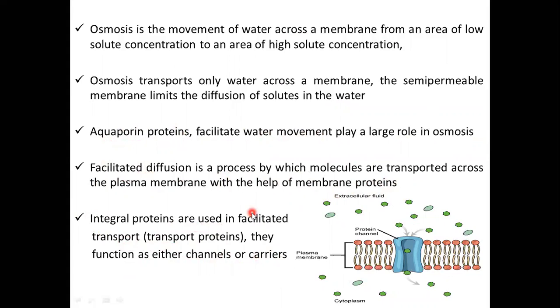So for facilitated diffusion, the membrane protein which is used is known as integral proteins, and these are also known as transport proteins, and they may act either as a channel or a carrier, to carry something or to allow something to go out. So you can see here, this is a protein, this is the lipid bilayer plasma membrane, this is the protein channel, and it helps to transport certain molecules across the membrane.